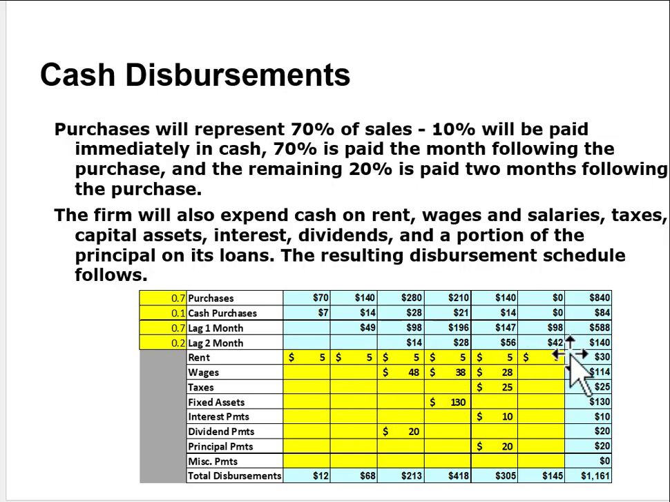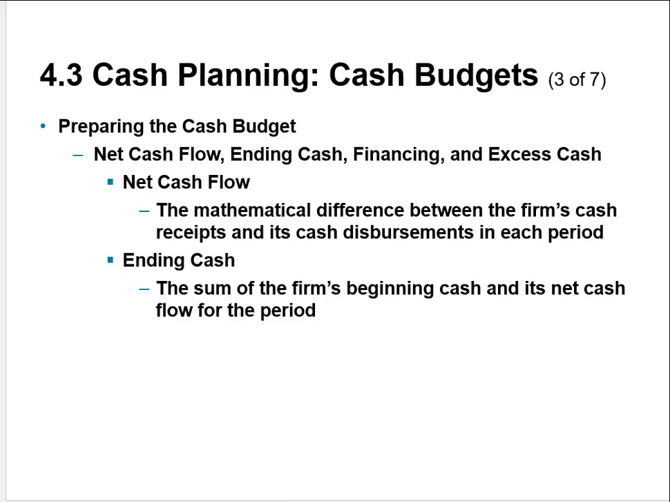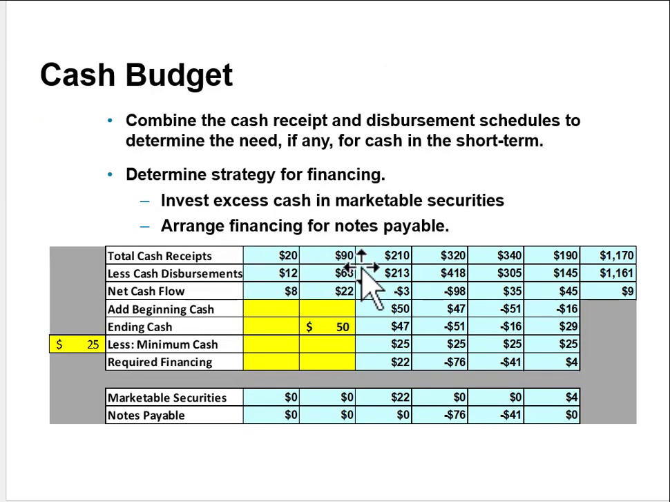You certainly know what rent is going to be. Wages look like they vary a little bit. Taxes, again, we can estimate what we think taxes are going to be. But again, the idea here in the end is now we know the total disbursements per month: 213, 418, 305 for the 3 months that we're talking about in this example. So in the end, we just need to have a picture of what we think the cash flow is going to be each month. So here we have the receipts, disbursements, here's the net cash flow.